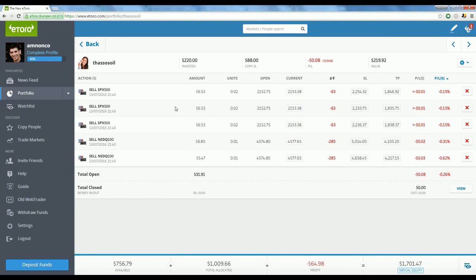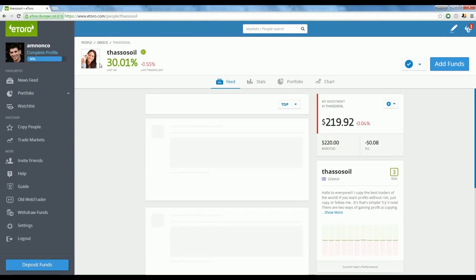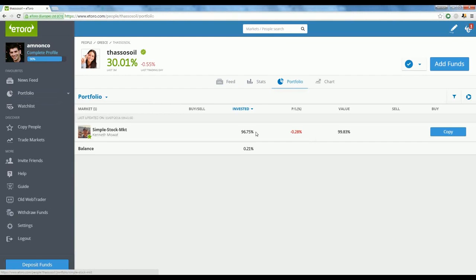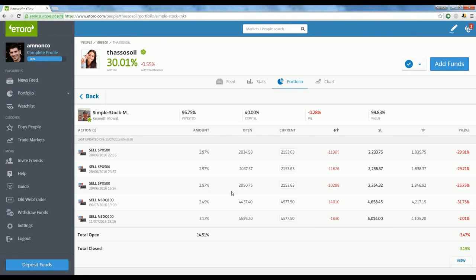Now I see that those trades are not copied, but I see all the trades. So I'm not sure if that was the question or not. These are copy trades that this trader or investor is copying from Simple Stock Market. So when you're looking at somebody's profile, you can see where their trades are coming from. You can see that this Thasos oil person is copying Simple Stock Market. However, you wouldn't be able to see any further than that. I know Simple Stock Market isn't copying anybody, but if he were, you wouldn't be able to see it from this page, but you would see it from his page.